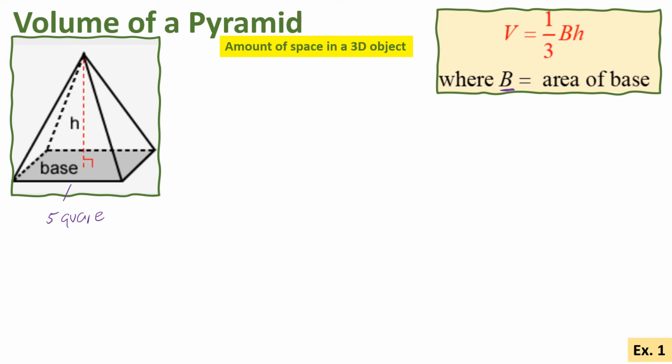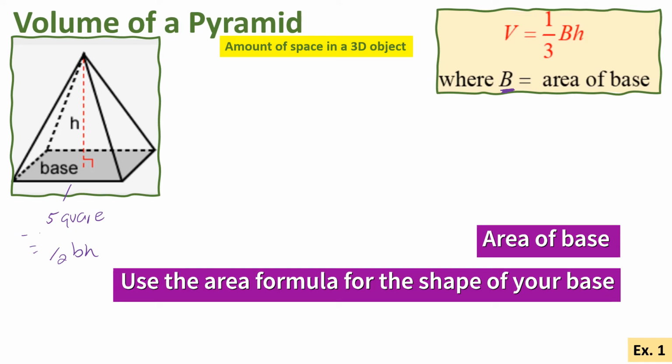But your base may not always be a square. It may be a triangle, so to find the area, you would do 1/2 base times height for a triangle. Or your base could be a trapezoid. The area of a triangle is 1/2 base times height. If you were doing a trapezoid, it's 1/2 your height times base 1 plus base 2. The point I'm trying to make is that for the area of the base, you would use the formula for that particular shape of your base.